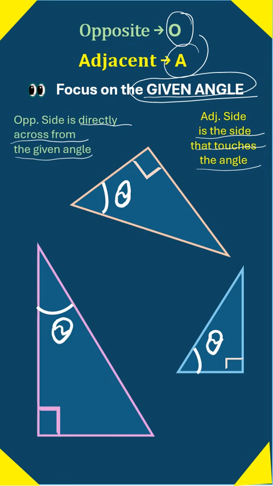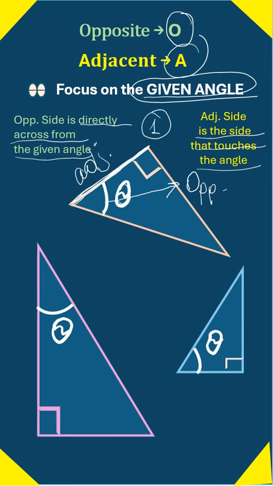So for example, in the first triangle, we have the given angle theta here. The opposite side of the angle is here. The adjacent side touches the angle, so it is the adjacent side. The adjacent side is near the angle.